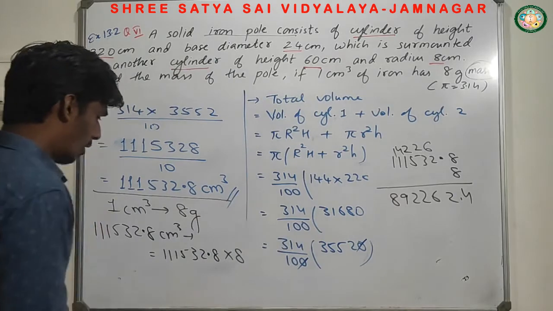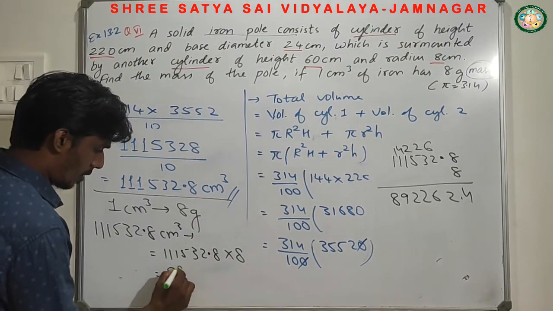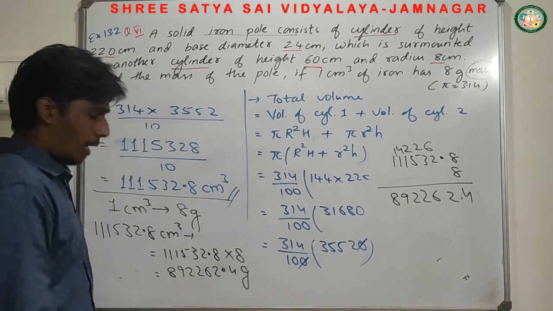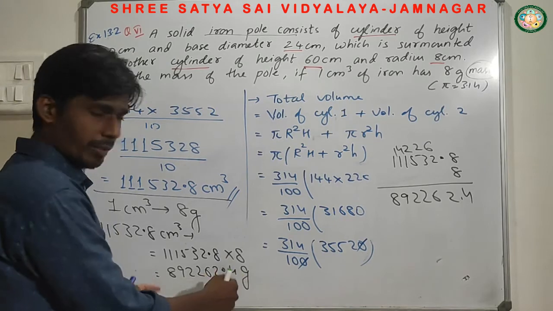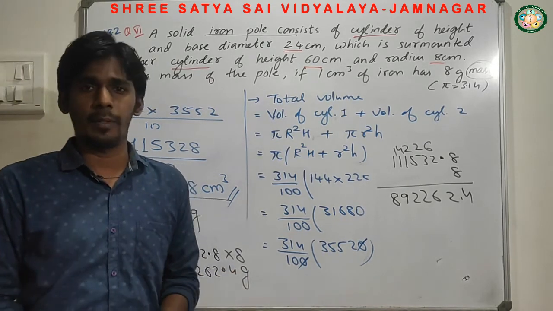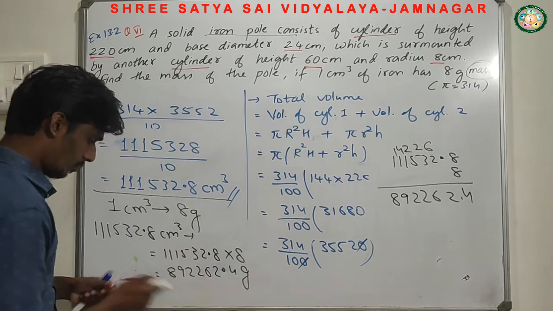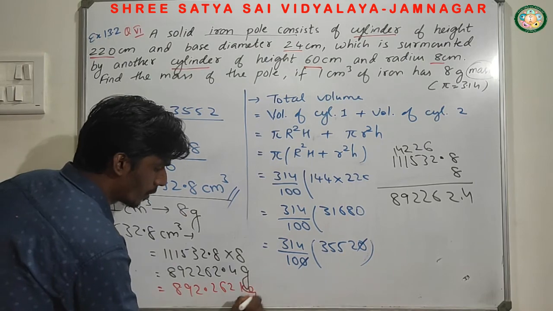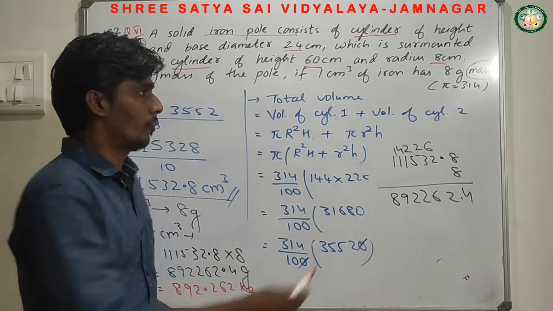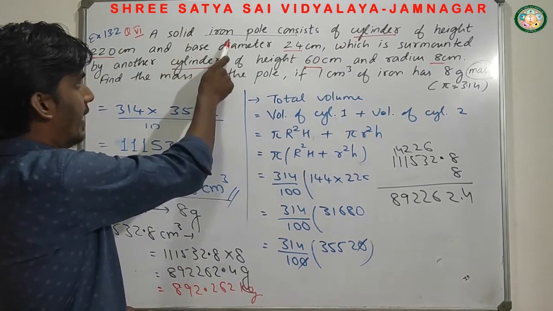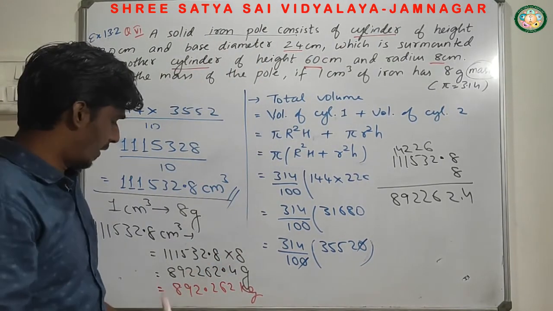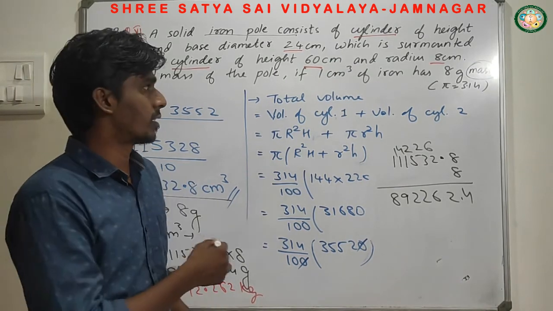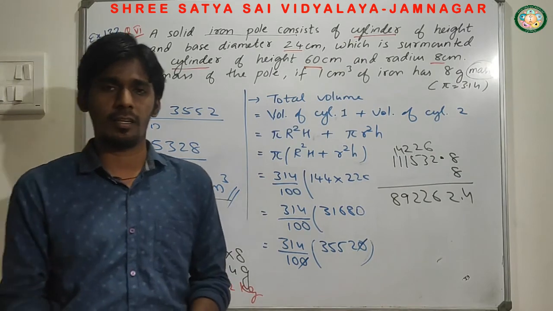Here decimal. So I got 892,262.4 grams. Now this is a very big number for grams, a very big value. So we have to convert this gram into what? Kilogram. 892.262 kilogram. Now this is your final answer, which I want: the mass of the solid iron pole. So what is the total weight of the solid iron pole? 892.262 kilogram. So this is the way we can solve question number 6 of exercise 13.2.